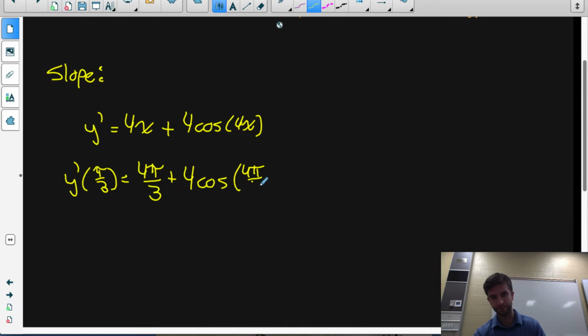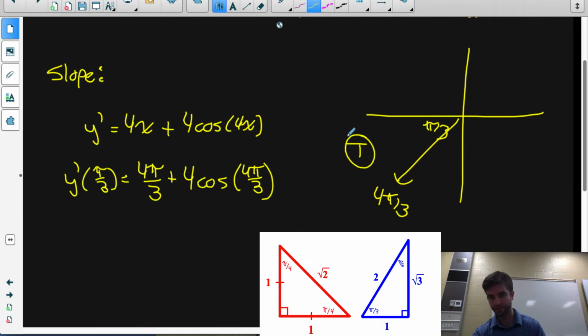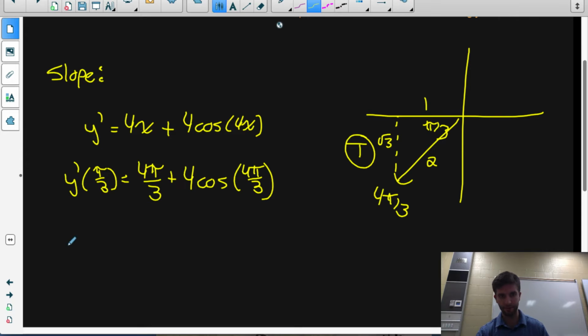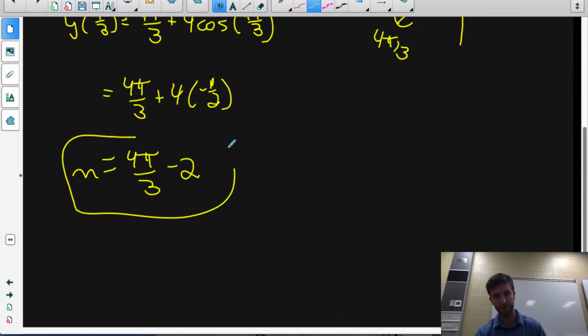And if I want cos of 4 pi over 3, just really quickly, the principal angle 4 pi over 3 is here, with the reference angle of pi over 3. I'm in the tan quadrant based on the CAST rule, and this is a special triangle with sides root 3, 2, 1. So cos of 4 pi over 3 equals negative cos pi over 3, which is negative a half based on that triangle there. So I have 4 pi over 3 plus 4 times negative a half, which would be 4 pi over 3 minus 2. So I have the slope of the line. Slope equals 4 pi over 3 minus 2.